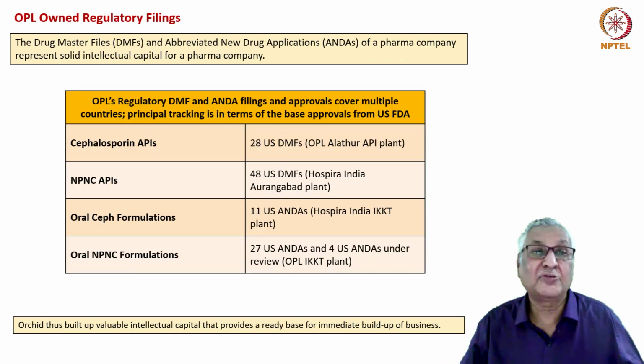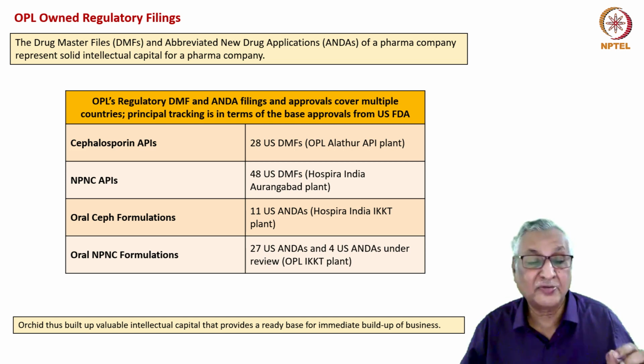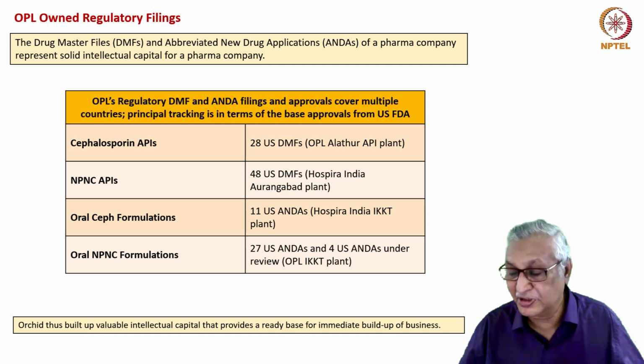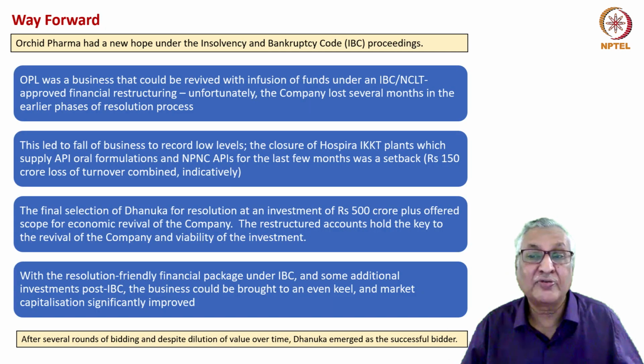The regulatory filings that are owned by the company represent solid intellectual capital for any pharma company. Orchid thus built up valuable intellectual capital that provides a ready base for immediate build-up of business. What is the way forward?